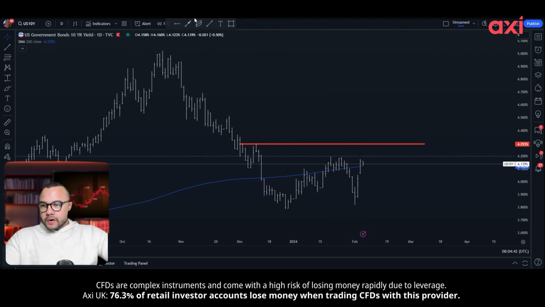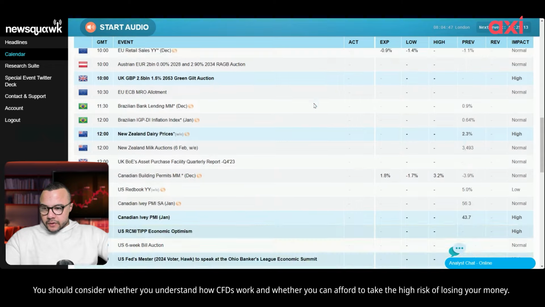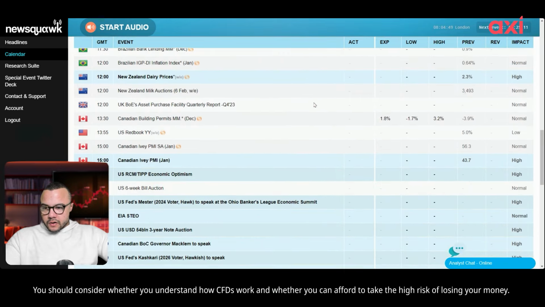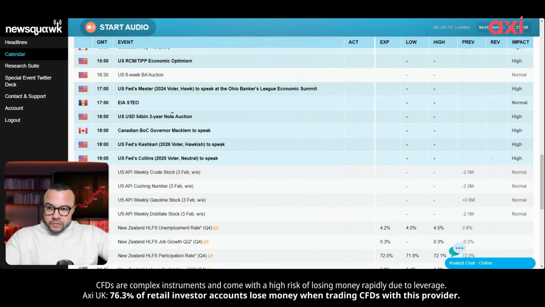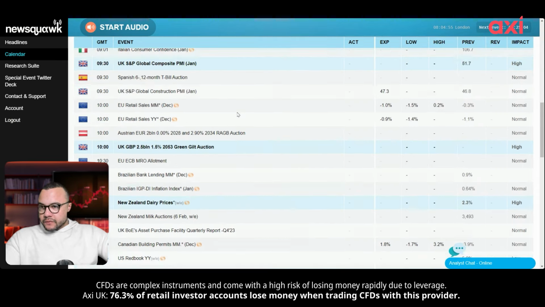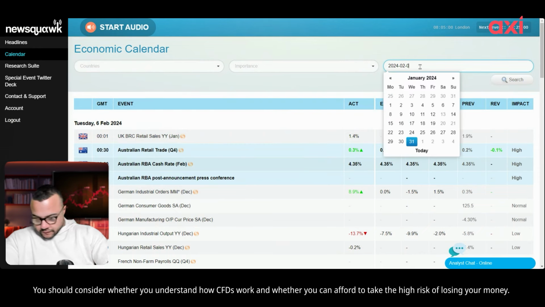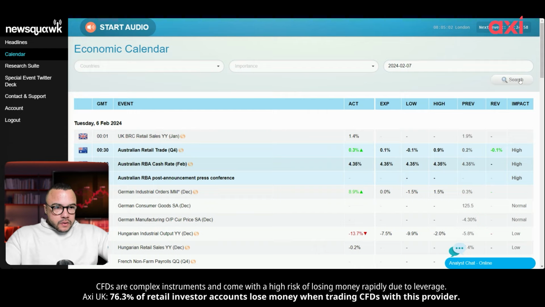Now, what could that reacceleration be sparked off by? Well, let's go to our calendar very, very briefly, and let's have a look at what we've got today. So we've got auction. Shouldn't really be anything there. Perhaps maybe if we look at tomorrow, so if we go to the 7th, there we go.